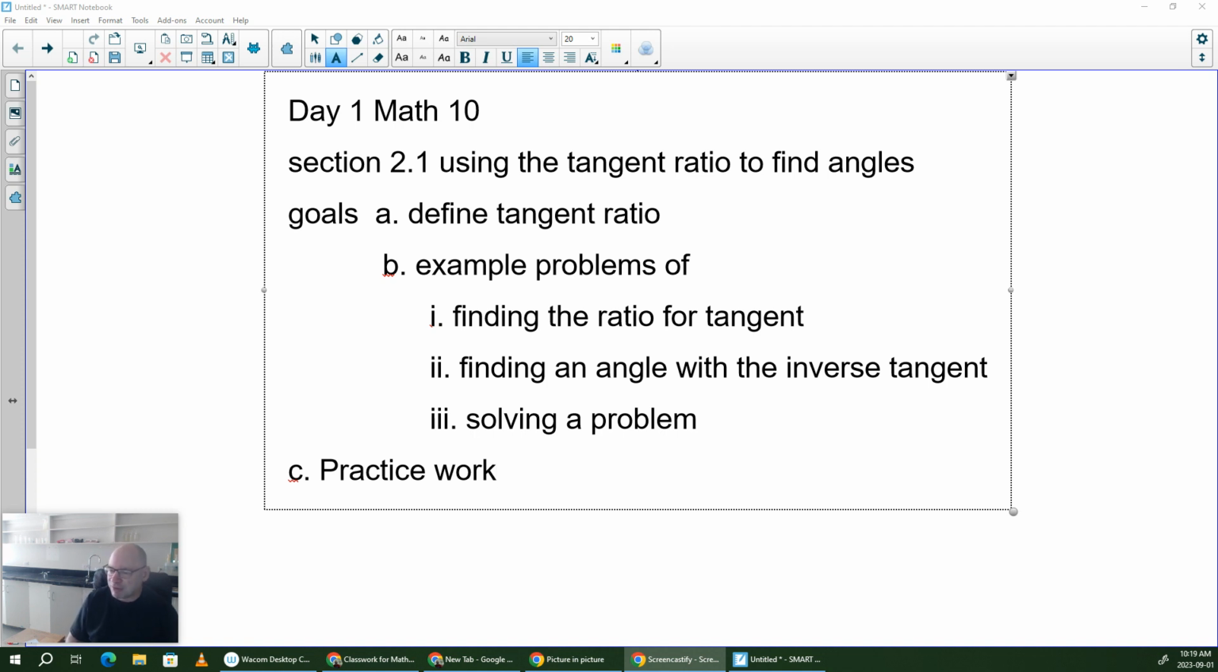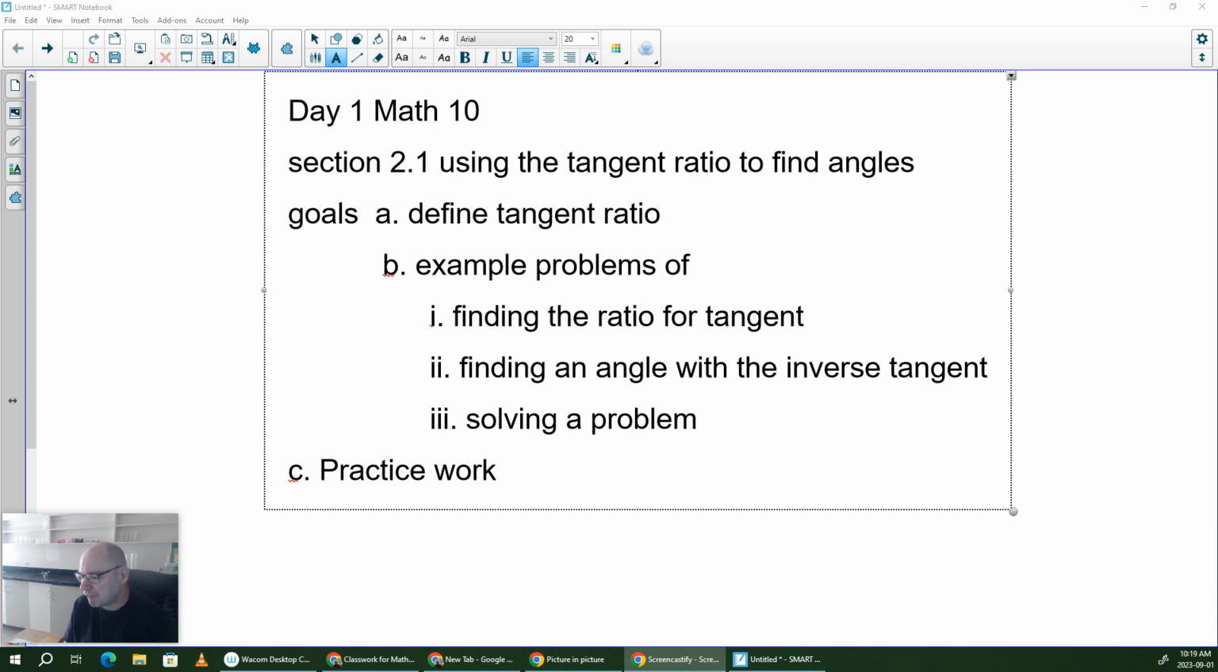So you can see on screen there we have our goals for today. We're going to be using the tangent ratio, which is in section 2.1. We aren't going to do chapter 1 until the end of the term, or we might do it in science. Actually, it's more of a science related thing anyway. So we'll see how that goes.